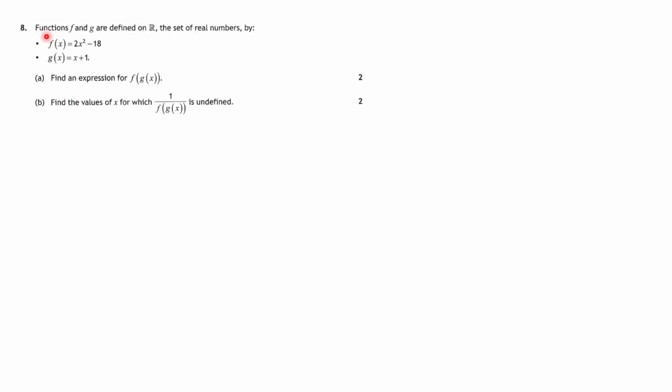Question 8. We have two functions here, f of x and g of x, and we want to find an expression for f of g of x. So f of g of x will be f of x plus 1, because g of x up here is x plus 1. So we will put x plus 1 into this expression for f here, and that becomes 2 bracket x plus 1 squared take away 18.